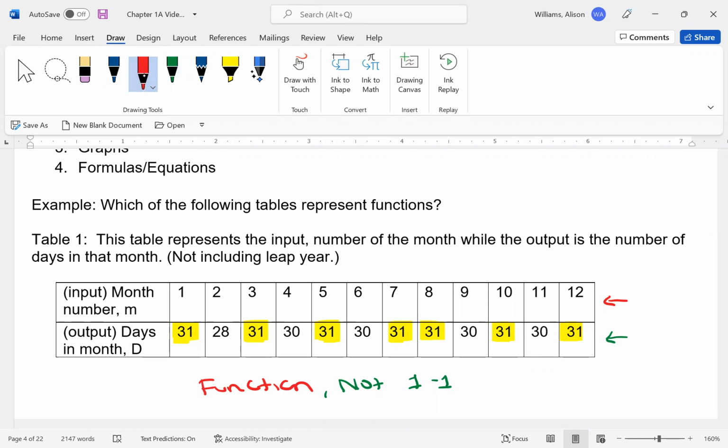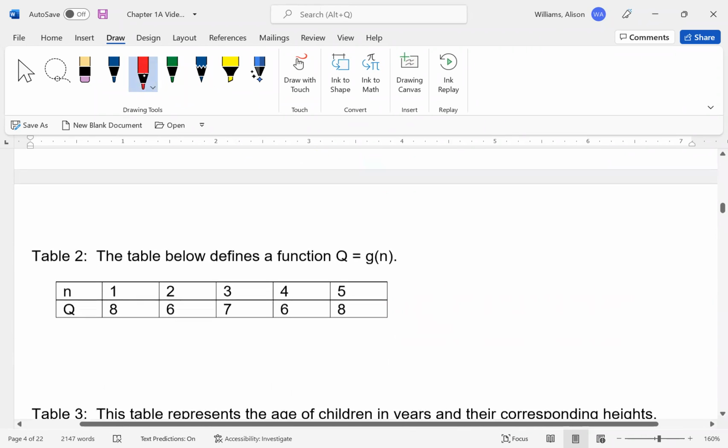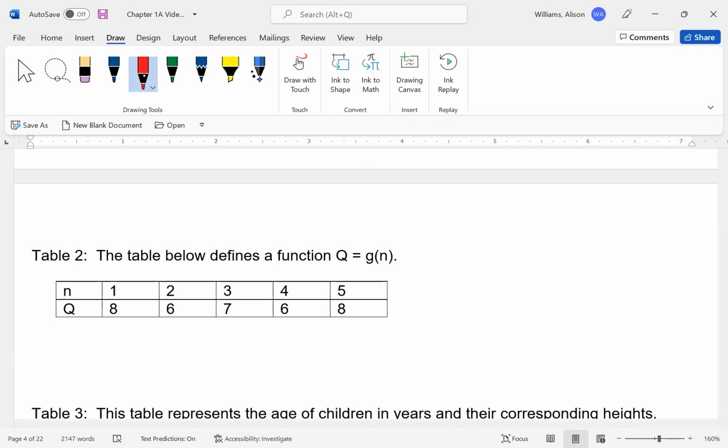Let's look at another example. This time, they don't tell us what Q and N represent. They use g instead for the function. That's another common function notation. f, g, h are the big three. It's not limited to those three, but those are the ones we typically see. I'm looking to make sure for a function that our inputs are only going to one output. And yes, it is a function. Again, let's check one-to-one now. It is not. That's 8 and 6, both repeat. So not one-to-one.